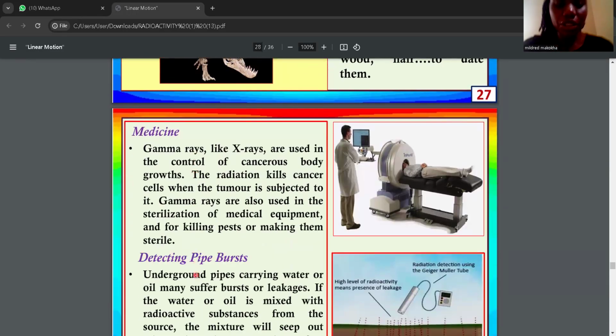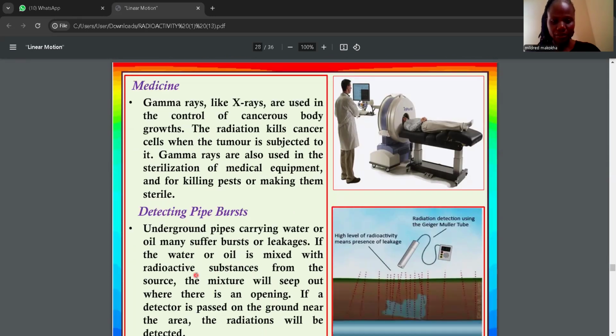Then we can also have gamma rays being used in medicine. Gamma rays, just like X-rays, are used in the control of cancerous body growth. The radiation kills cancer cells when the tumor is subjected to it. Gamma rays are also used in the sterilization of medical equipment and for making pests sterile.